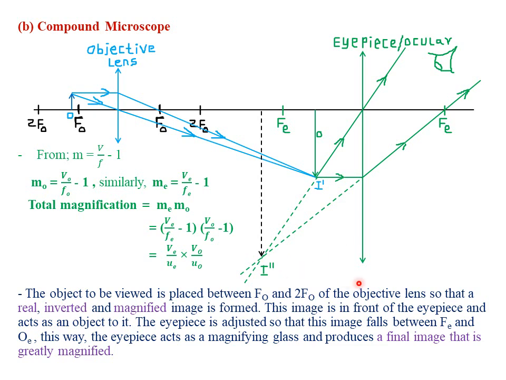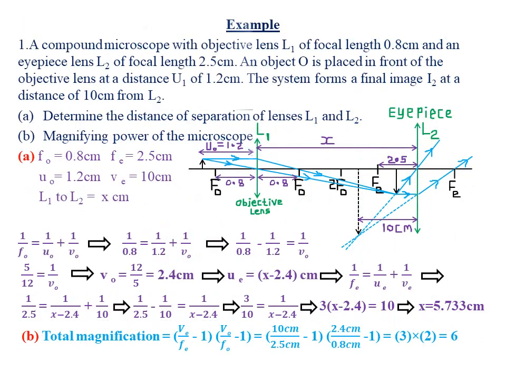So let's look at an example involving application of these formulas, of how an image can be formed in a compound microscope. It reads: a compound microscope with objective lens L1 of focal length 0.8 centimeters, that is F0, and an eyepiece lens L2 of focal length 2.5 centimeters.